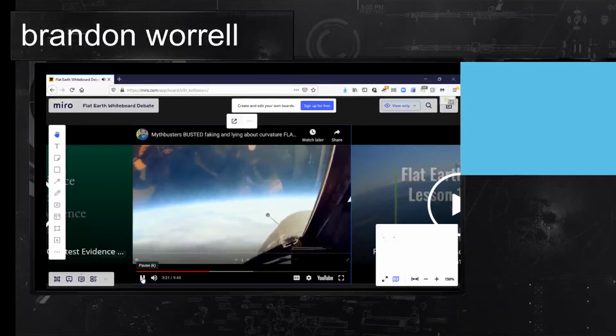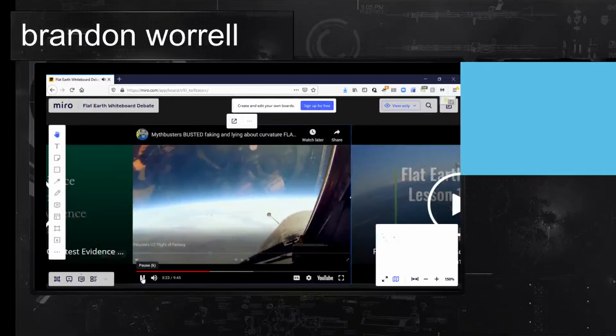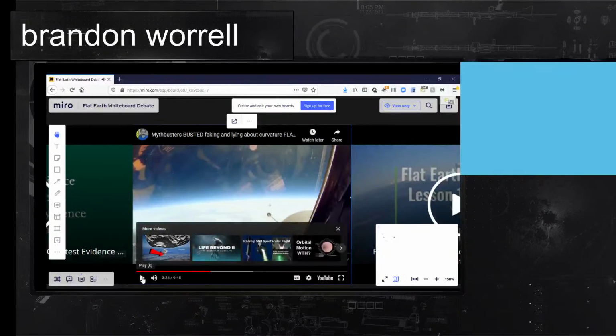More three-dimensional than I have. Let's see, here's a curve. Again, you see the Earth's curve. And he's gonna say distortion or some bullshit.